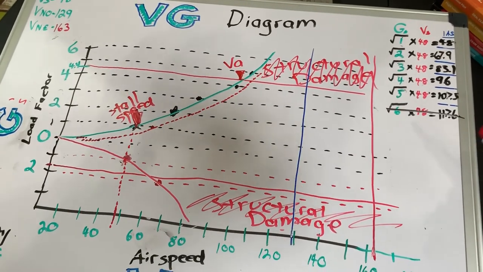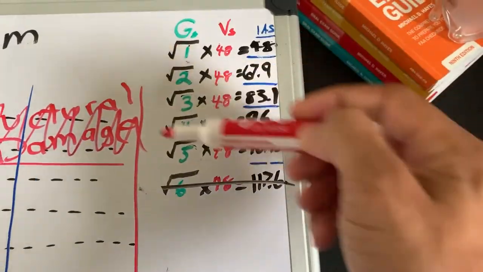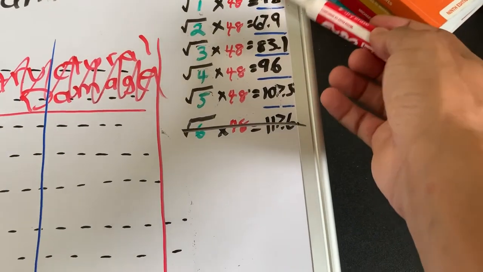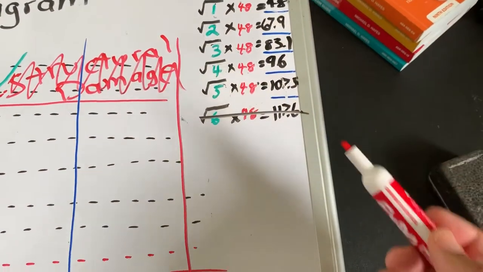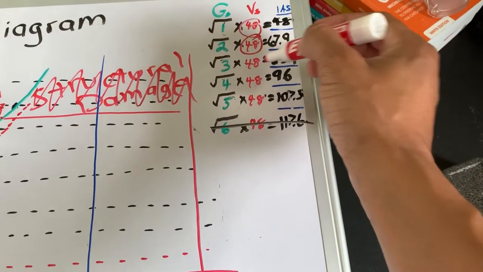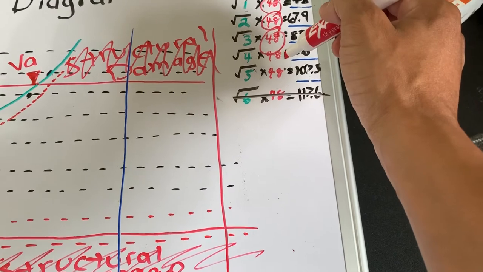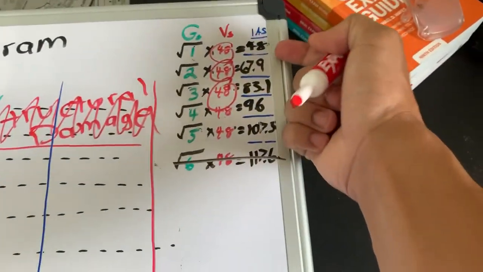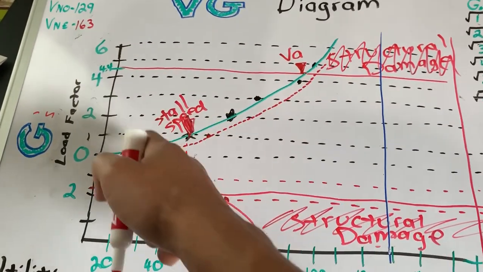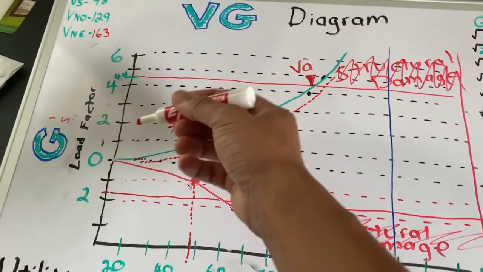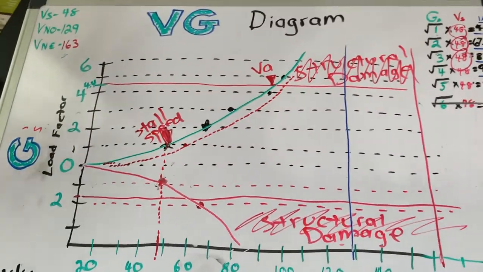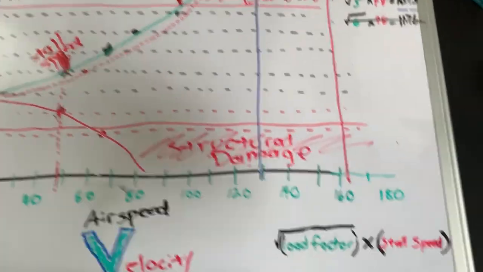The hardest part of this VG diagram is this right here. And it's really not that difficult. Square root of 1 times 48 is 48. Well, square root of 2 is 67.9. Square root of this, square root of that. All you have to know is your stall speeds for your particular aircraft, your numbers. Dot the diagram according to your Gs and line them up with the speed, and then you connect the dots. I mean, that's literally all you have to do.